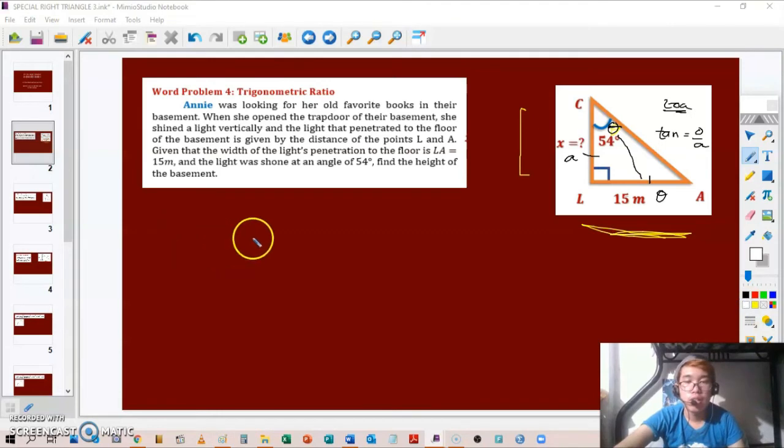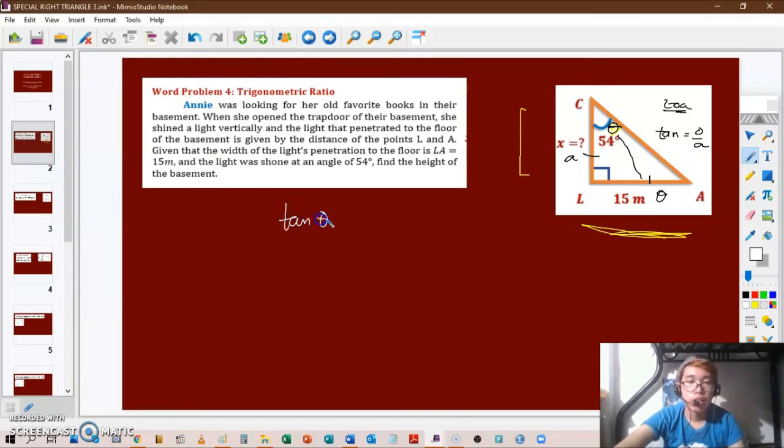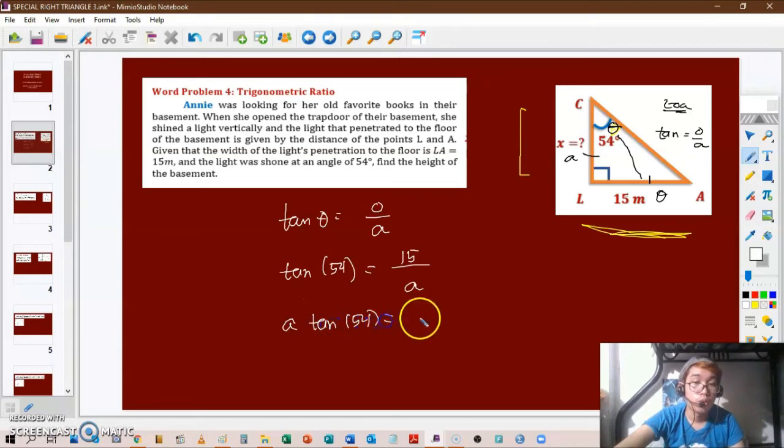So that will give us tangent theta is equal to the opposite side over the adjacent side. And tangent 54 degrees is going to be equal to the opposite over the adjacent. Now we don't know the adjacent side, so we simply write A. So that will give us A tangent 54 is equal to 15, and the value of A is also equal to the value of X, which is also equal to the value of CL, which is the basement's height.